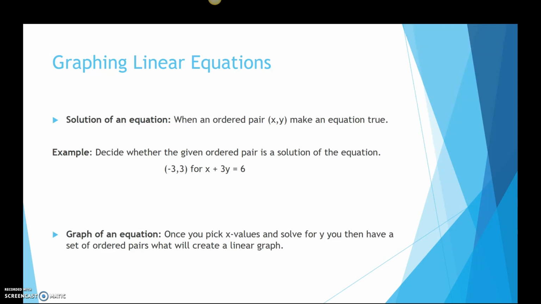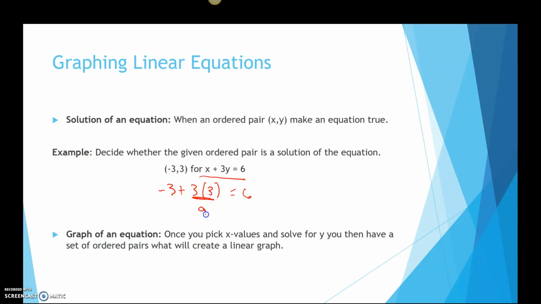So here I have an example where it says decide whether the given ordered pair is a solution of the equation. So this is like a solution or no solution answer. Here they're giving you an ordered pair -3, 3, and they give you this equation x plus 3y equals 6. What I'm going to do is take that ordered pair, -3, 3, plug it into the equation to make sure it equals 6. So x is -3, so -3 plus 3 times 3, and we need to determine if the left side equals the right side, meaning the left side equals 6.